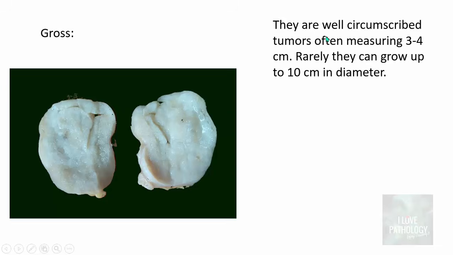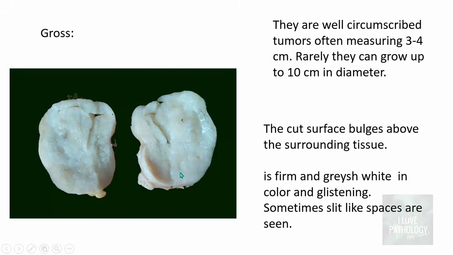So grossly, these are well circumscribed tumors, often measuring around 3 to 4 centimeters. Rarely they grow up to 10 centimeters in diameter. The cut surface is very characteristic. It bulges above the surrounding tissue and it is firm, grayish white in color and glistening. Sometimes you do find slit-like spaces.